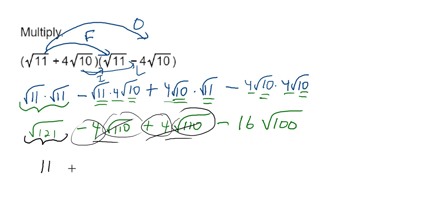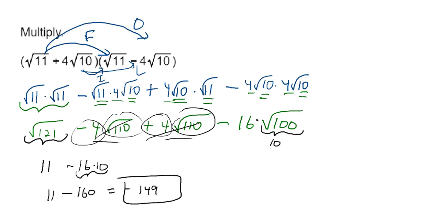And then here we're going to have minus 16 times the square root of 100, which is 10. It's another one we're supposed to have memorized. And so these are being multiplied together. This is 16 times the square root of 100. So that becomes 16 times 10. And then order of operation, we multiply first, so that'll be 160. And we'll have 11 minus 160, which will be negative 149. So that's ultimately the answer that we get there.